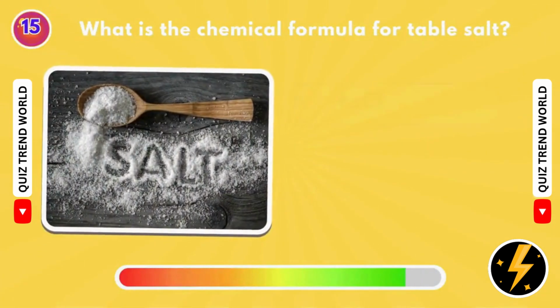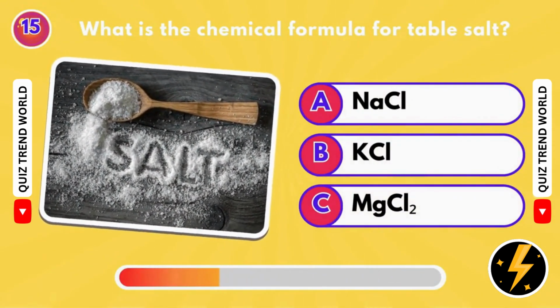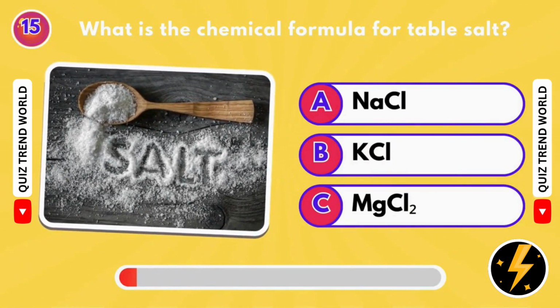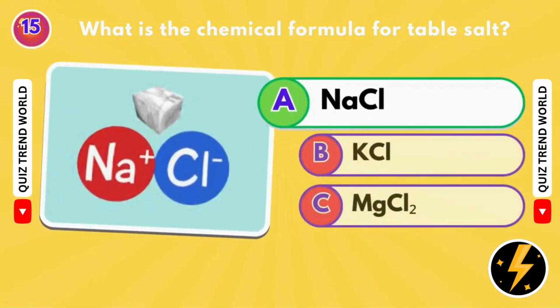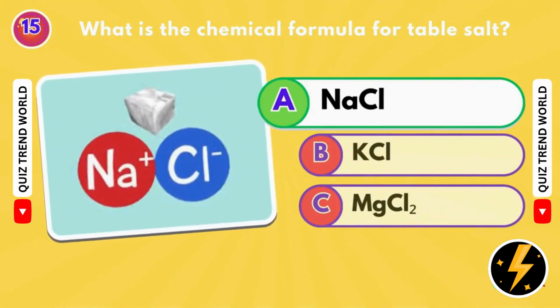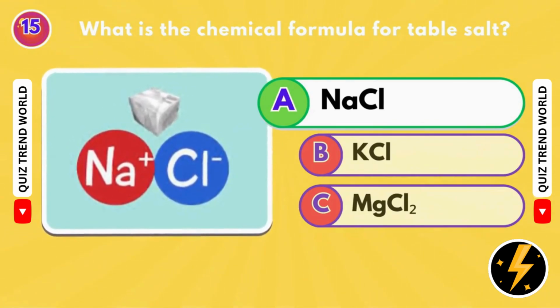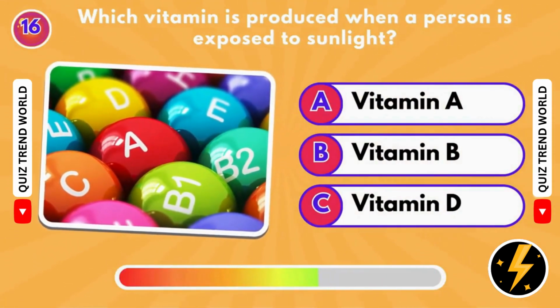What is the chemical formula for table salt? NaCl, KCl, or MgCl2? NaCl. Sodium chloride, also known as salt, common salt, table salt, or halite, is an ionic compound with the chemical formula NaCl.